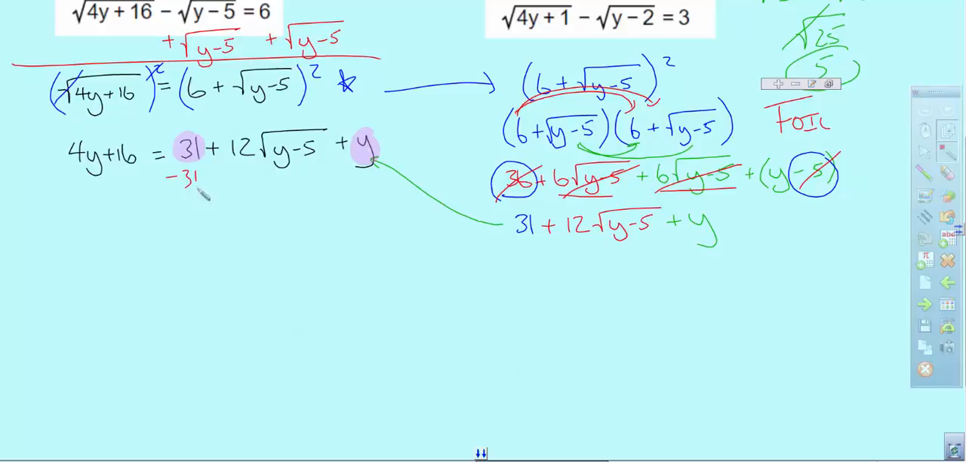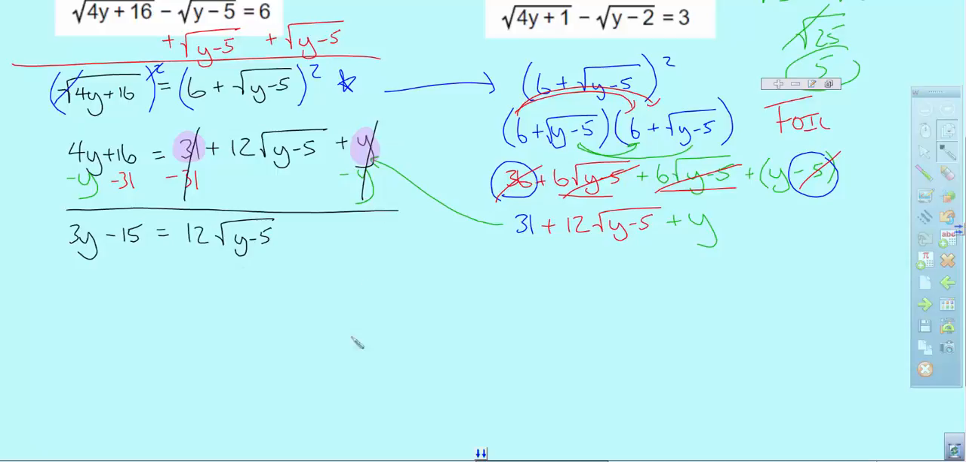So I can subtract 31. I can subtract y. I can do some housekeeping here real quickly. That gives me 3y minus 15 equals, those cancel, 12 square roots of y minus 5, and those canceled. Now technically at this point I can go ahead and move that 12 over, but that's going to create an issue where I'm going to have a fraction or fractions on this side.